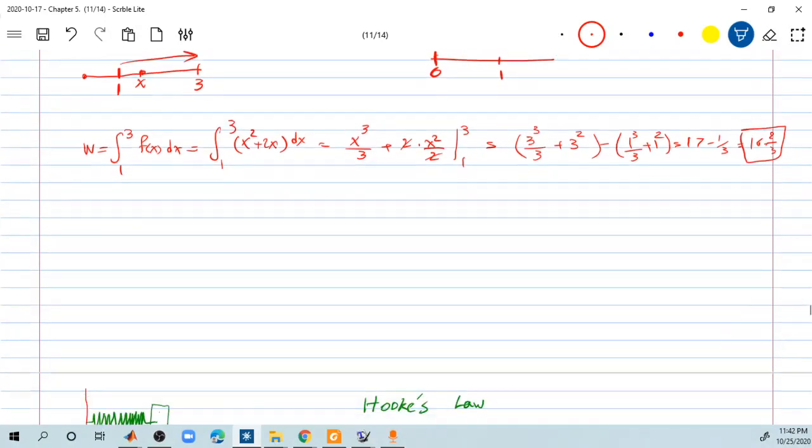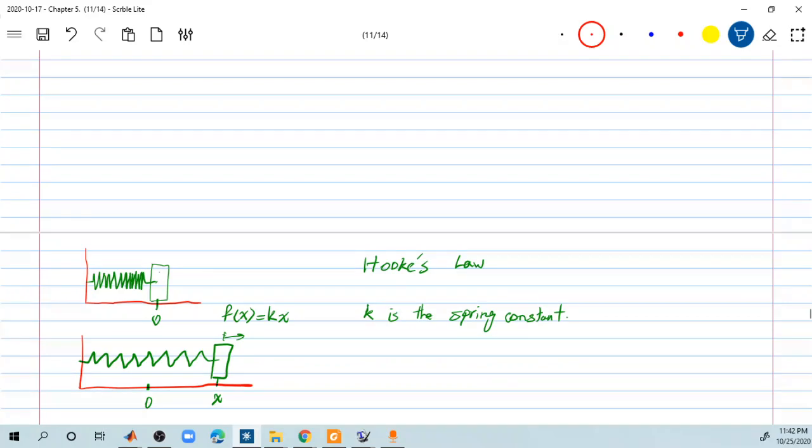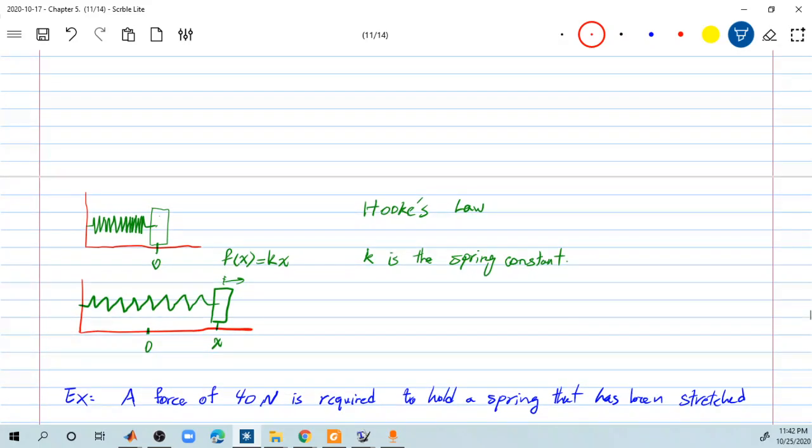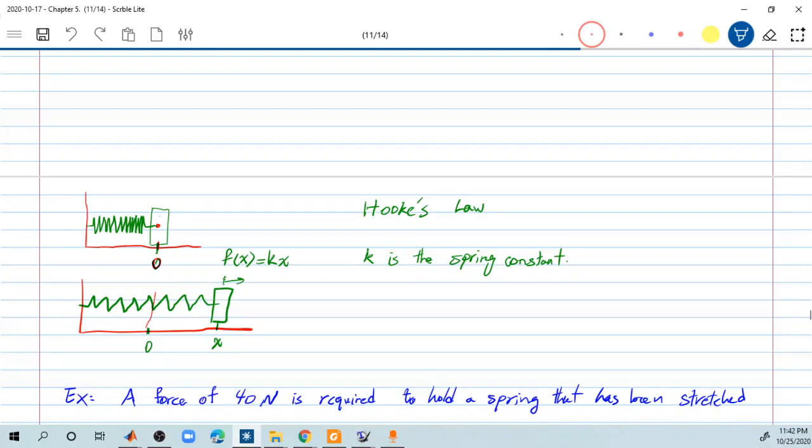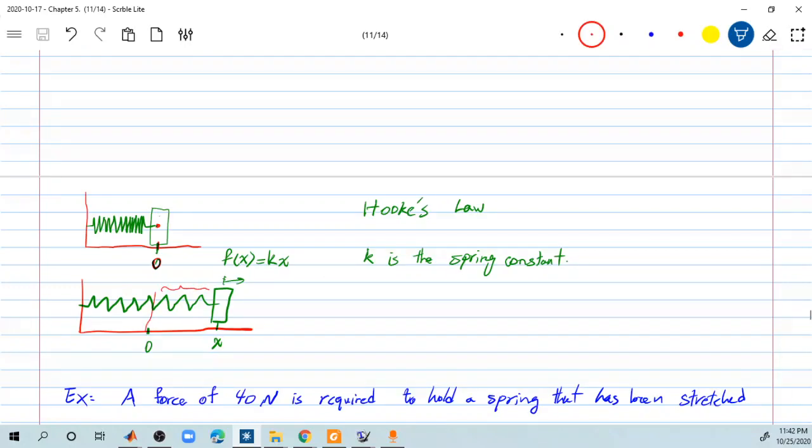There is another case that we use the integral for, and that is springs. Let's say you have a spring that at the rest position is at location 0. So this 0 basically says if you leave the spring without stretching it or shrinking it, it's at location 0. If you stretch it to location x, or you can go the other way and shrink it to negative x.